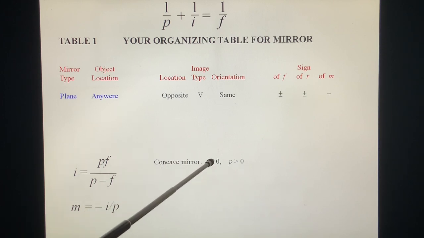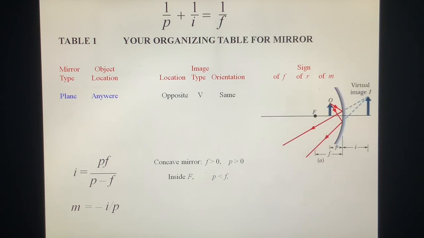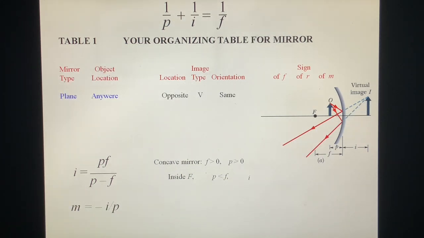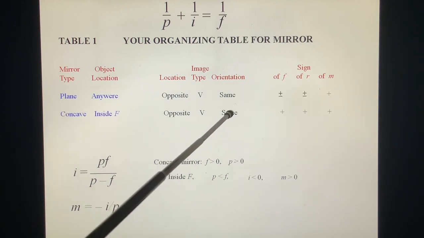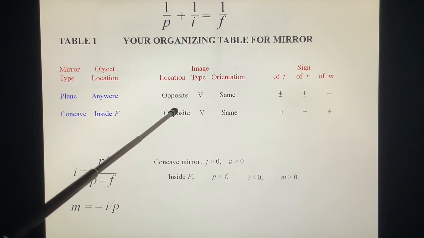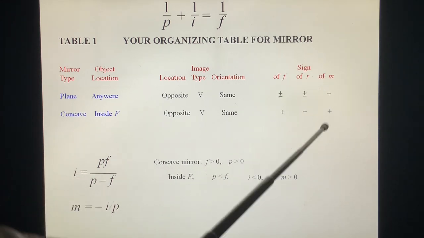Now let's look at the concave mirror. For a concave mirror, F is larger than zero, P is larger than zero. Whether I is positive or negative depends on which one is larger. If P is smaller than F, the object is inside F, and the numerator is negative while the denominator is positive, so I is negative. I negative means it's on the virtual side, and it has the same orientation. It's a virtual image. Concave with the object inside F gives a virtual image on the opposite side of the mirror, with the same orientation. F is positive, R is positive, and M is positive.